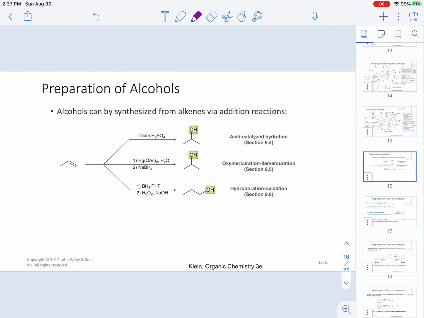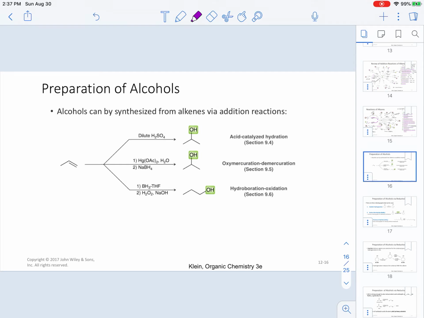Let's move along to now talk about how we prepare alcohols. Understand that the preparation of alcohols is pretty much a review of reactions that we have seen previously, because it has to do with reactions that involve addition to alkenes or even substitutions themselves. So, as you can see in the following slide, this is a review.